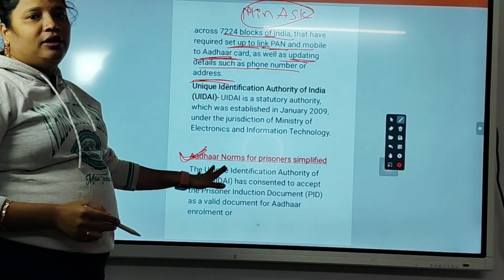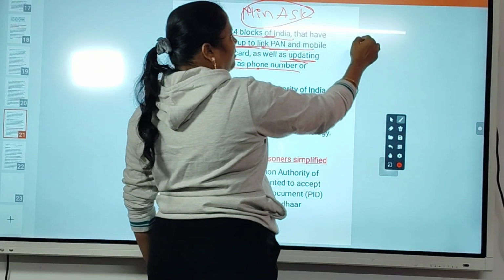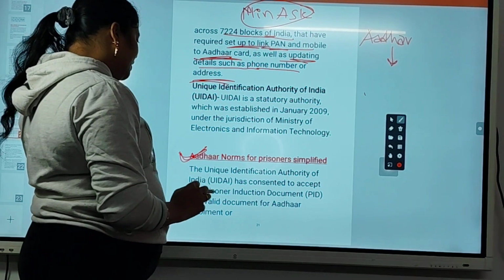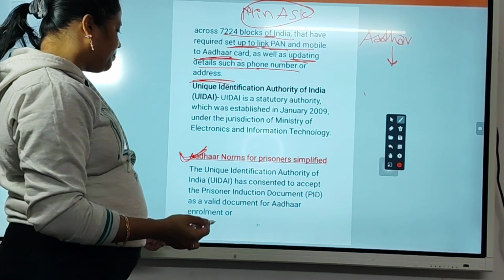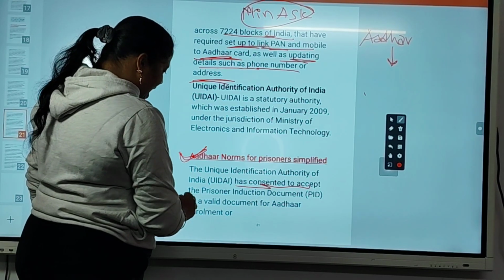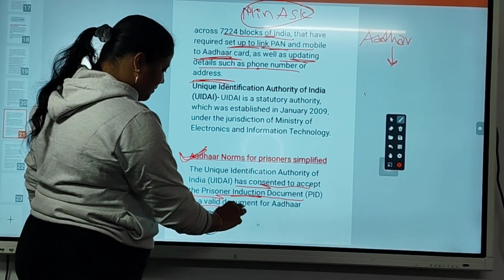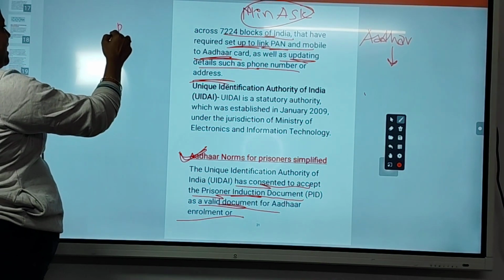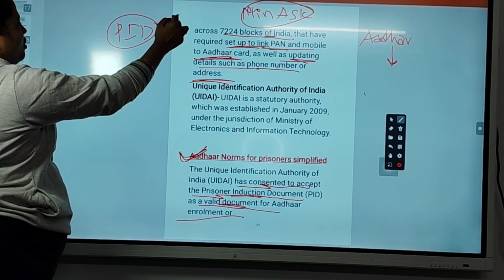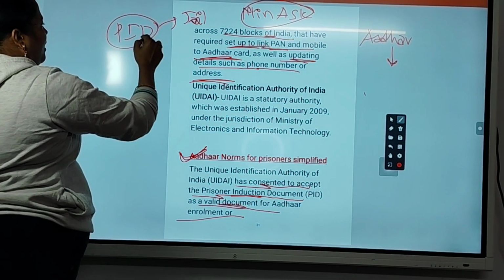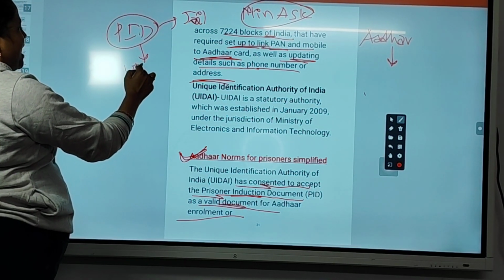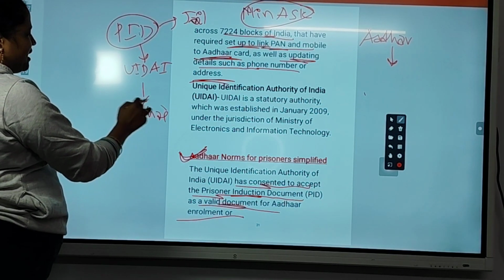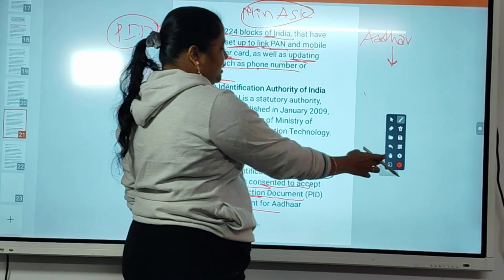So now even for prisoners, Aadhaar rules are simplified. Earlier the prisoners couldn't update their Aadhaar information in jail, but now they can update. Okay, because the UIDAI has consented to accept the prisoner induction document as a valid document for Aadhaar enrollment. So when a prisoner gives his PID when he is enrolled in a jail, by using this information UIDAI can produce his Aadhaar card. So even prisoners will have an Aadhaar card from now onwards in India.